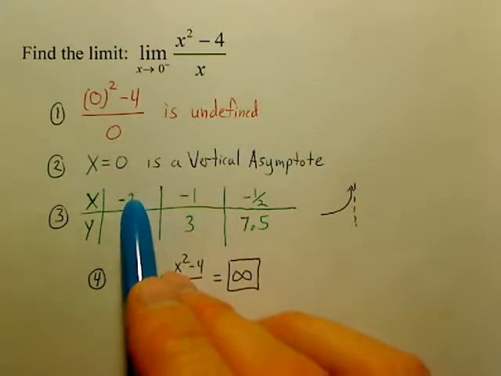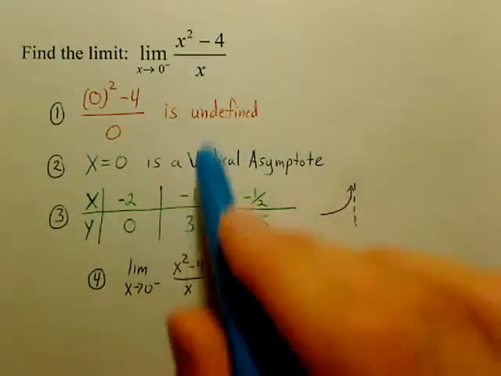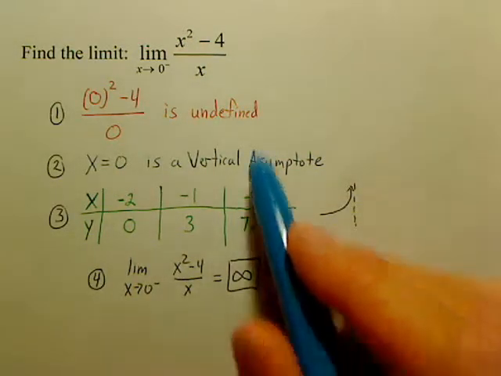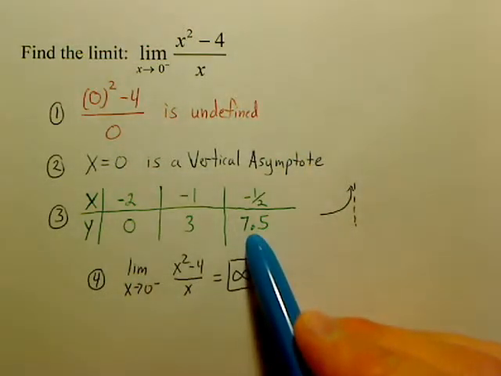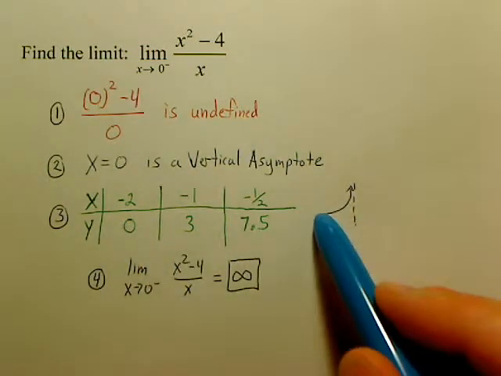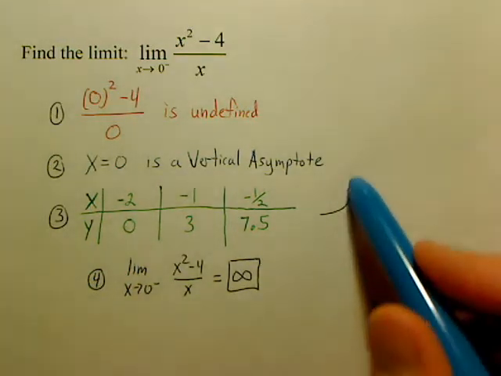And then when I plug in negative 2 to the function, you get 0. When you plug in negative 1 to this function, you get 3. When you plug in negative 1/2 to this function, you get 7.5. And what you're noticing is that these are getting bigger, bigger, bigger, which means my graph's going up, up, up, up, up as I get closer to this asymptote at 0.